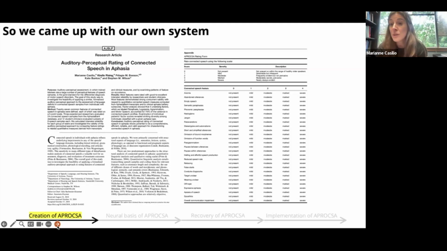So we developed the auditory perceptual rating of connected speech in aphasia, or what we call APROCSA. We published this work in 2019 in the American Journal of Speech-Language Pathology. As you can see on the right-hand side, it's showing you the tool itself. It's quite simple. It requires no technology. It takes a max of about 15 minutes to do.